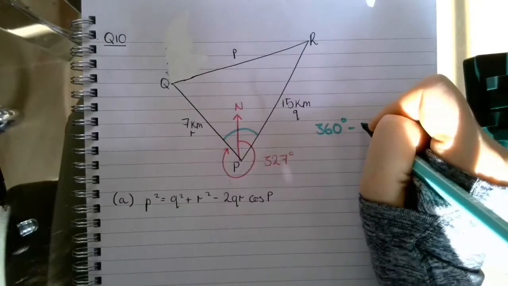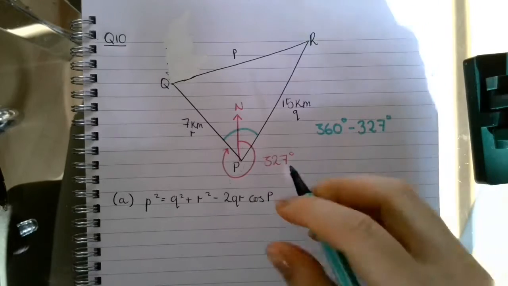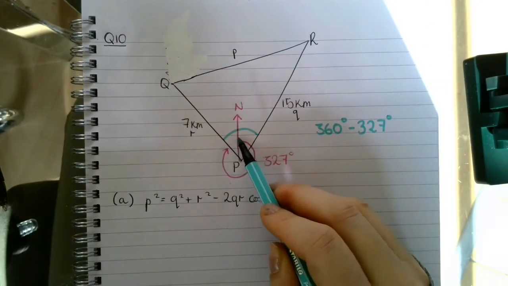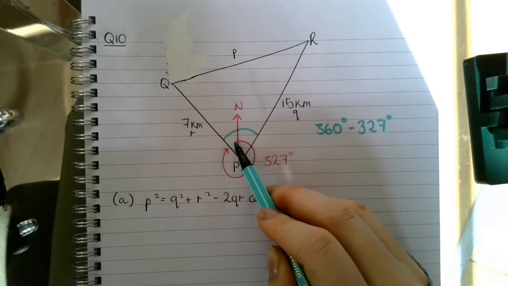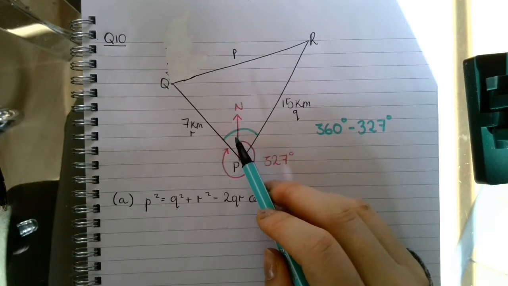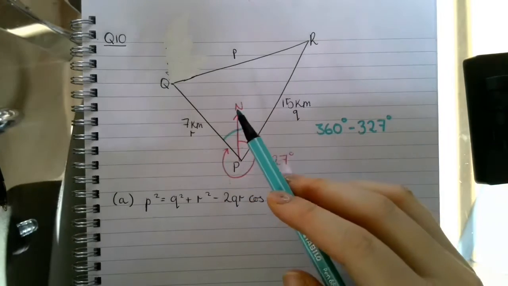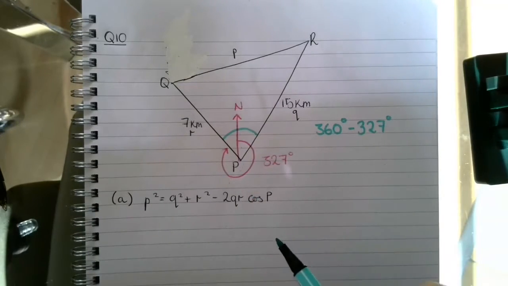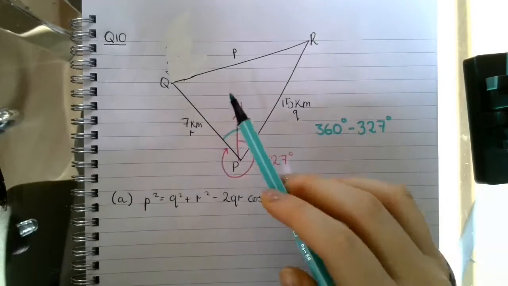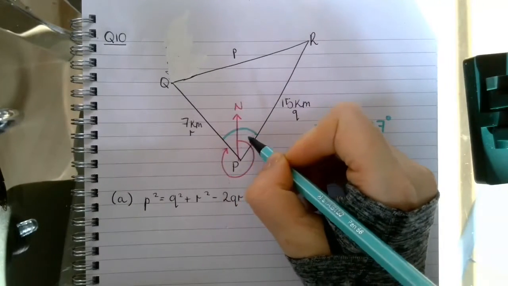We're subtracting 327, sorry. So if we subtract 327, we'd get this little angle here. But in the question, we are told that the bearing of R from P is 41. So we know that this angle here is 41.